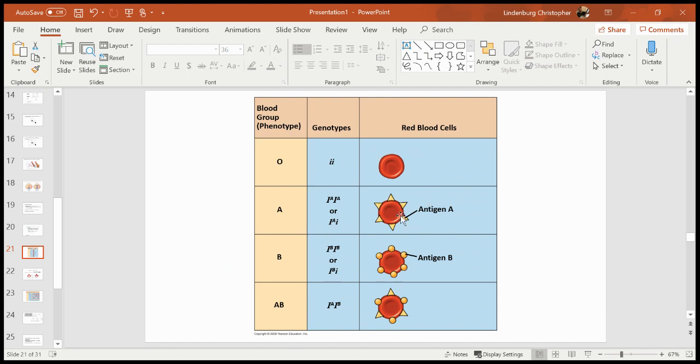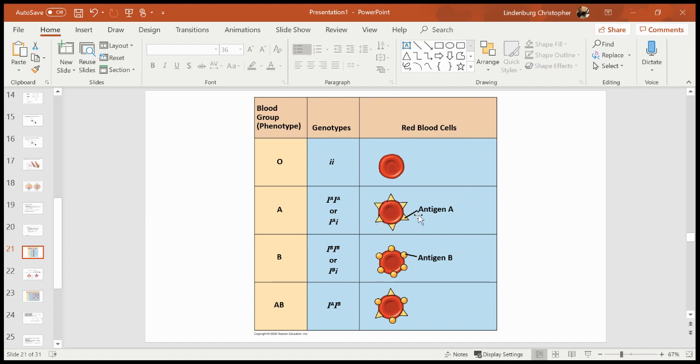All right, so there's a lot going on here. So let's just take it one by one. Let's consider blood type A for a second. What you need to know is that every human has red blood cells. Red blood cells all have special little proteins on their surface called antigens. And those antigens are used for you to recognize your own blood cells.